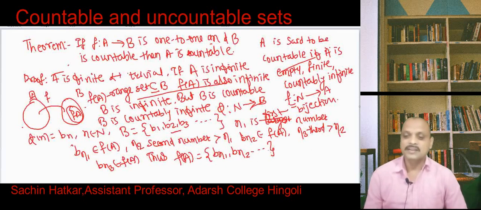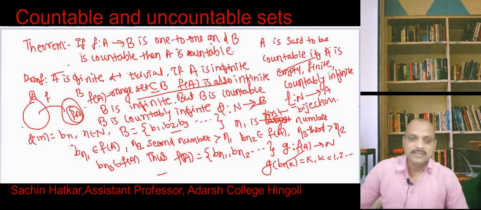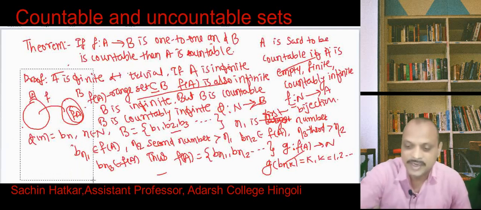Now let us see if we define g from f(A) to N such that g(b_{nk}) equals k, for k equal to 1 to n. We have taken this. So let us see, we need some space, so let us make some space free. I hope you get the idea of how it becomes countably infinite.